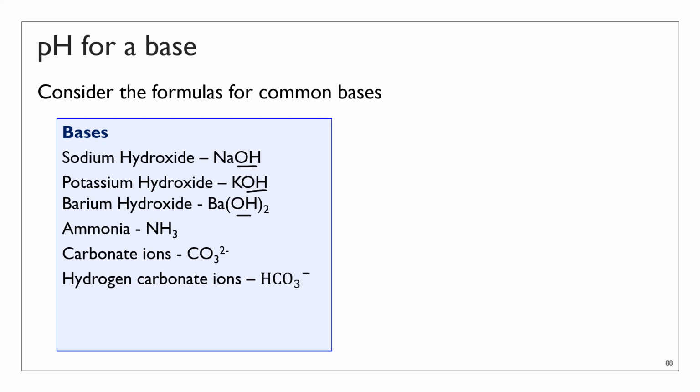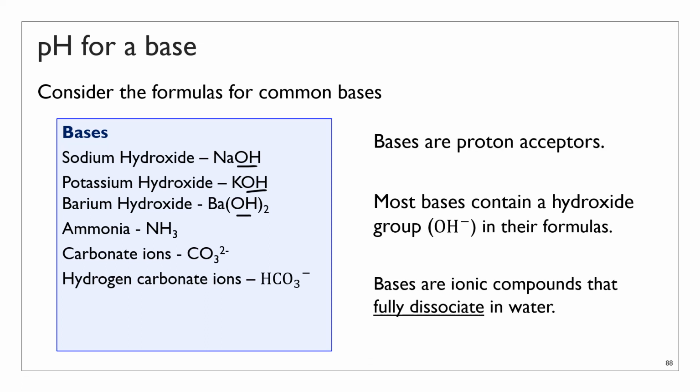Wow, that sounds bad. All right, just a recap. Bases are generally proton acceptors, and most bases contain a hydroxide group in the formulas. But the interesting thing is that they don't have hydrogen ions. So how can you calculate the pH if there's no hydrogen? How can you find the concentration of hydrogen if hydrogen is not there? Negative log to the base 10 of the concentration of hydrogen ions is the definition of pH. So how would we calculate the pH for a base?